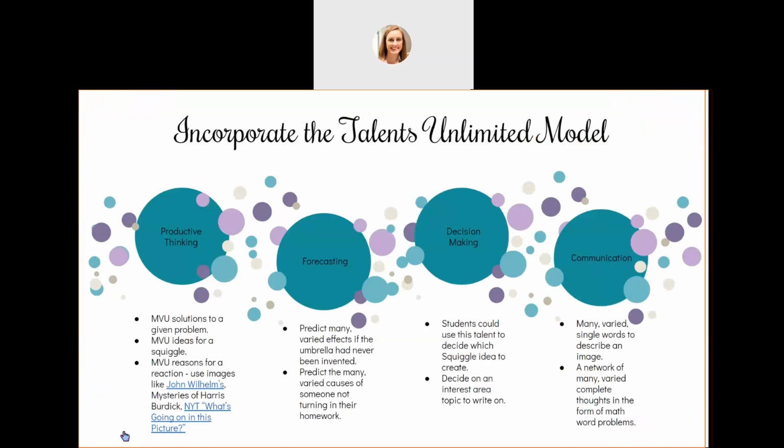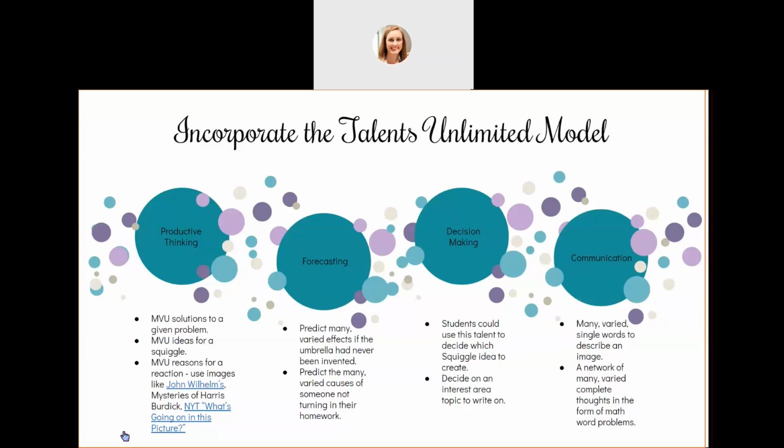The next talent is forecasting. Predict many varied effects if the umbrella had never been invented. Or predict the many varied causes of someone not turning in their homework. I'm sure kids can come up with a wealth of ideas for that one. You might get a lot of humor in some of these ideas that they come up with.